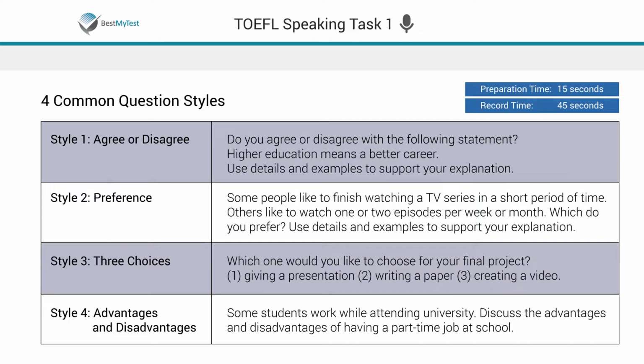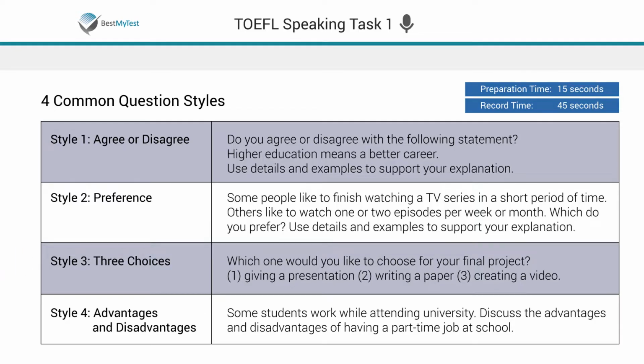All right. So the next one is a little bit more complicated, and that's the 3 choices question style. And it's more complicated because instead of 2 things, you have 3 things. For example, you might read something like, which one would you like to choose for your final project? Giving a presentation, writing a paper, or creating a video.